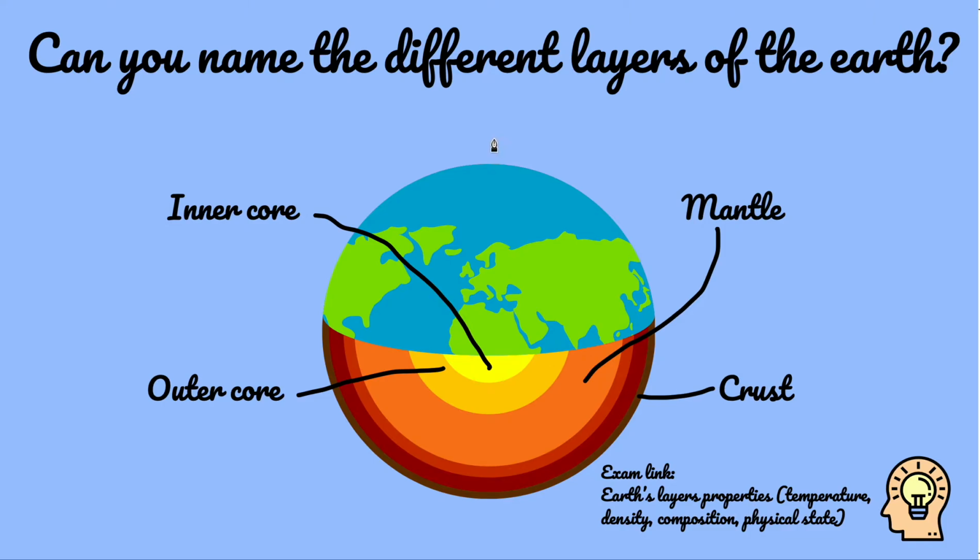But for your exam, you need to know the different layers' properties. The properties that they could ask you about in your exam are the temperature, the density, so how compact the particles are within your layer, the composition, which means what the layer is made from, and then finally your physical state. So is it found as a solid, a liquid, or a gas? I want you to pause this clip now and see if you can remember any characteristics, any of these properties of each of the layers. Try and remember the temperature, the density, the composition, and the physical state.